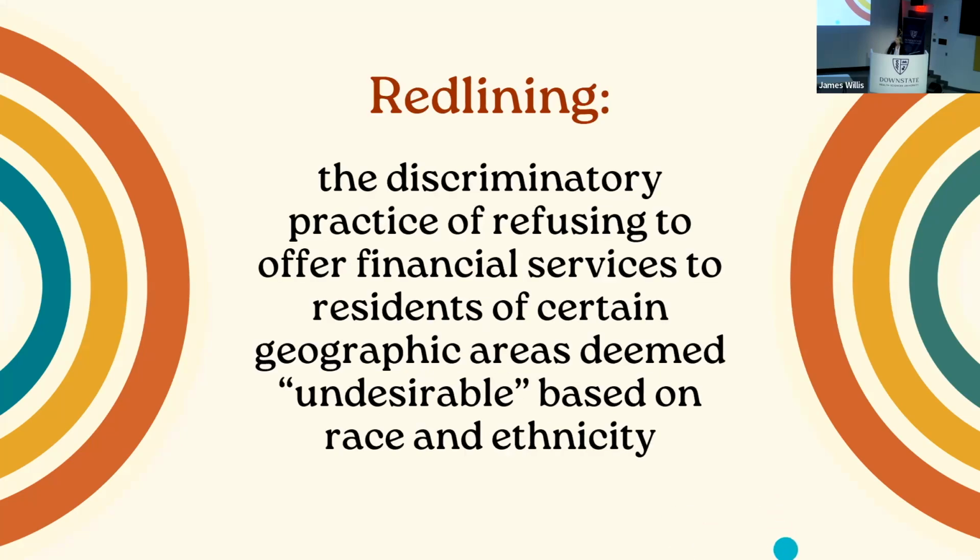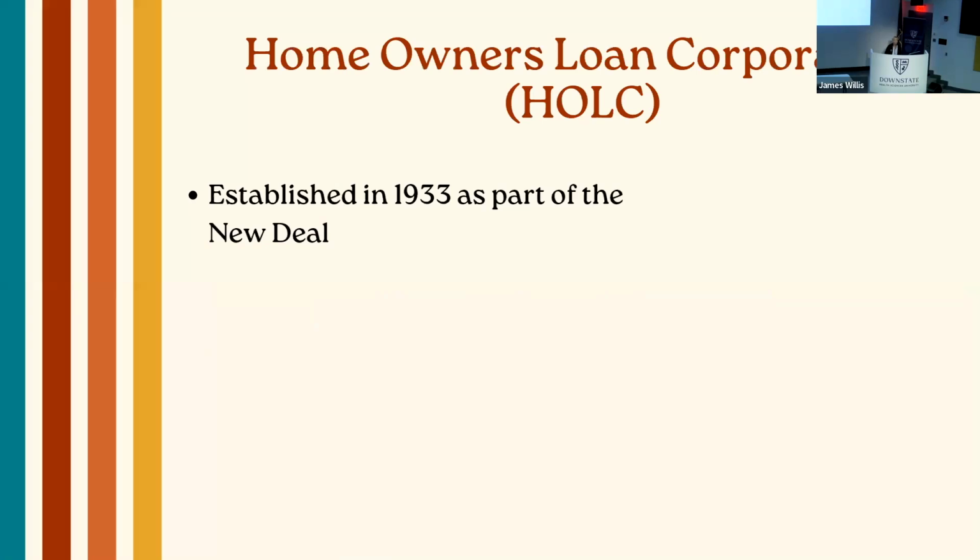So let's define it. What is redlining? Redlining refers to the discriminatory practice of refusing to offer financial services to residents of certain geographic areas based on the race and ethnicity of the residents in those areas. Redlining gets its origins back in the 1930s. During the Great Depression, there was a wave of foreclosures across the country. Many people were not able to make their loan payments, and many people were facing or at risk of foreclosure.